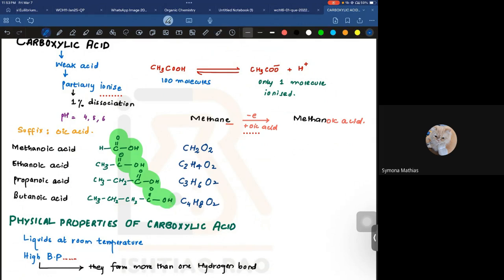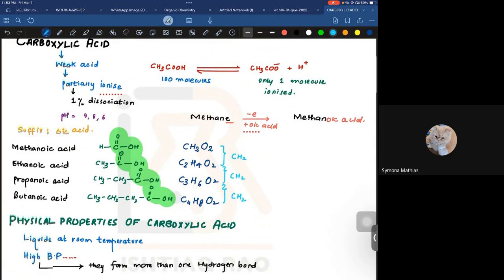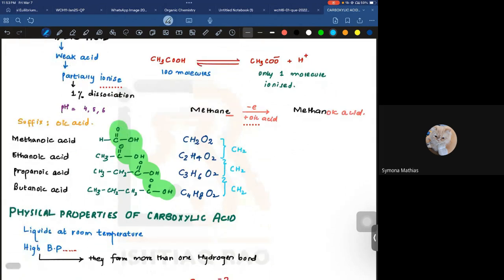I told you the definition of homologous series: if the difference between two consecutive members is CH2, that series is known as a homologous series. That's why I was saying that it's also following the homologous series.